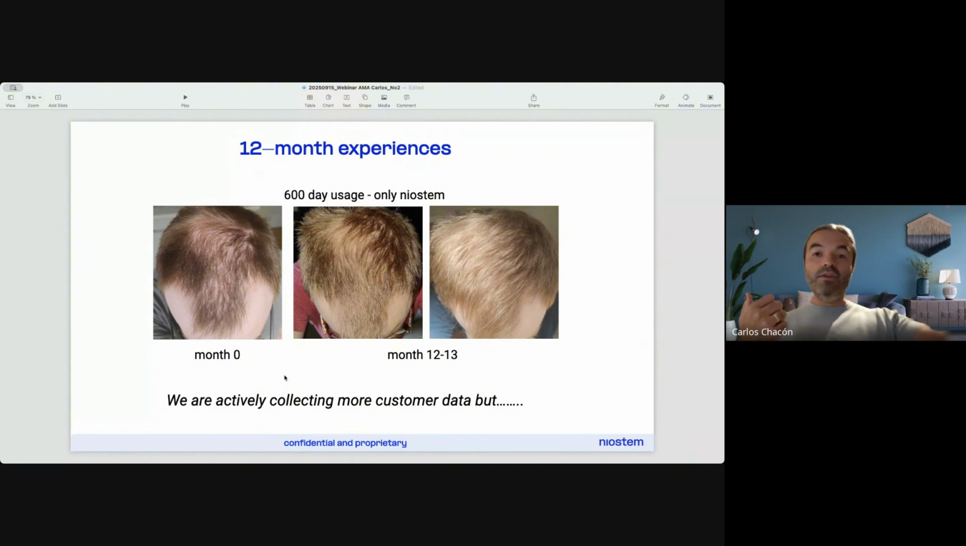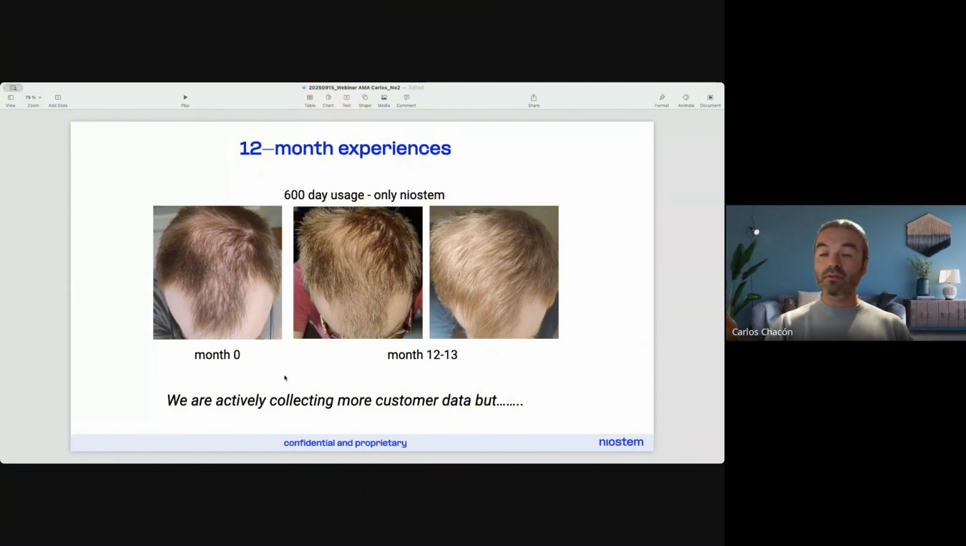What does it mean? They use the device, but they also use minoxidil foam, or they take finasteride, or they do a derma roller, or they do a massage, or they take a lot of supplements. They use different shampoos. What people normally call the stack of things that you do for your hair loss, we call the protocol, right? What's your protocol? Is your protocol only Niacin? In this example, yes, only Niacin, 600 days.